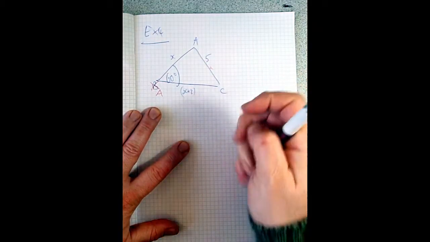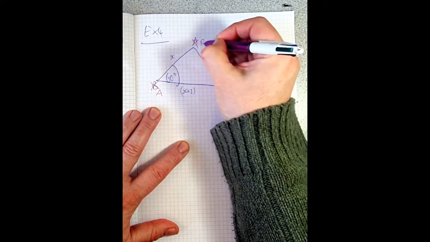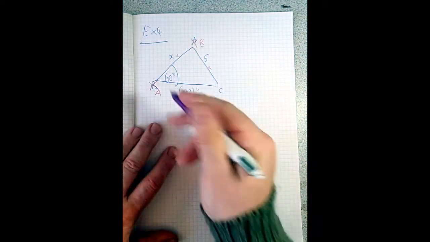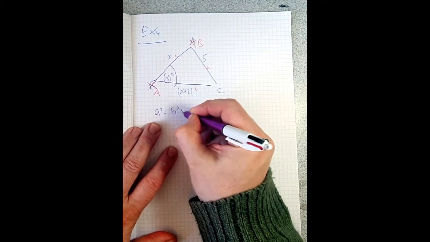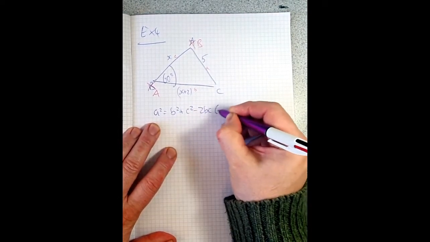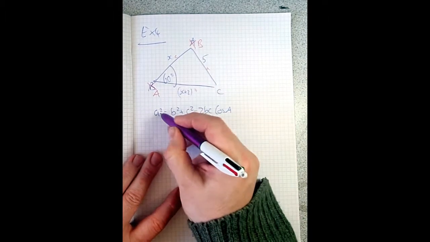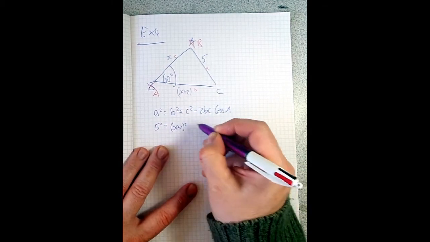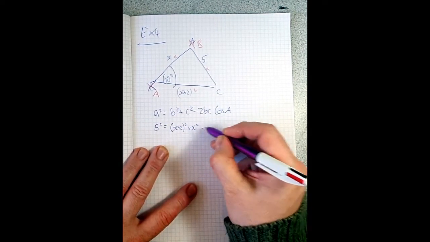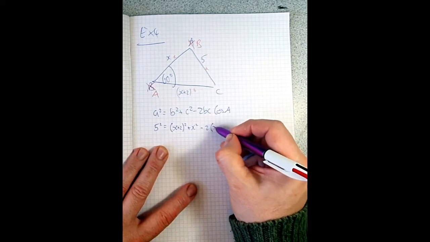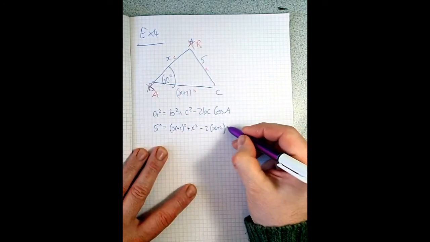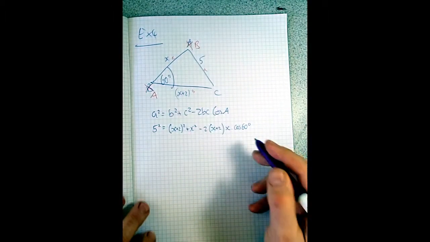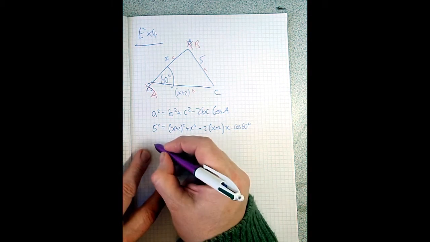So that's side A. So he can't be A, let's call him B, which means that's side B, and that's side C. Sub into the cosine rule. A squared equals B squared plus C squared minus 2BC cos A. 5 squared equals x plus 2 squared plus x squared minus 2 times x plus 2, C is x, and cos 60. Now cos 60 is a nice one, it's a half, isn't it? Yeah, because it's the same as sine 30.